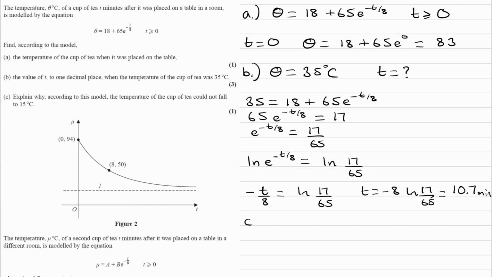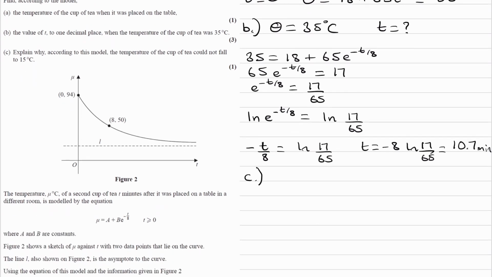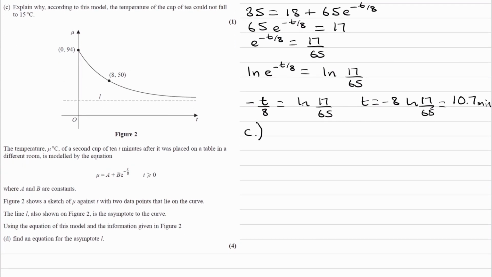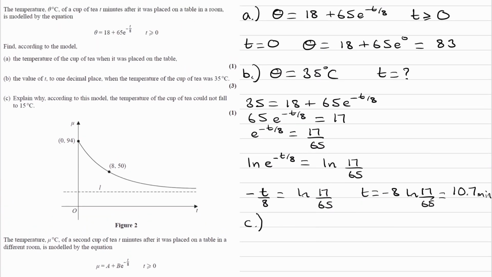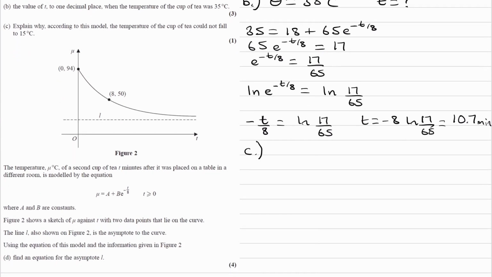So part C is when it starts to get a little bit trickier. Explain why, according to this model, the temperature of the cup of tea could not fall to 15 degrees Celsius. So we know what our equation is. It's 18 plus 65 e to the minus t over 8. I'll write that down here.